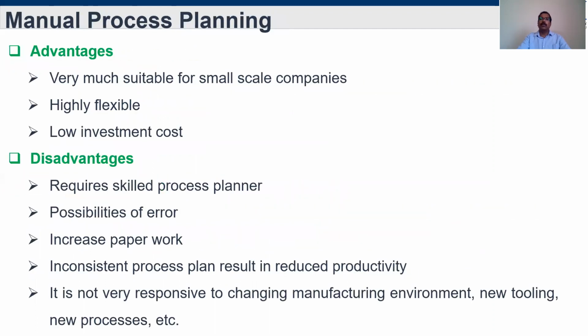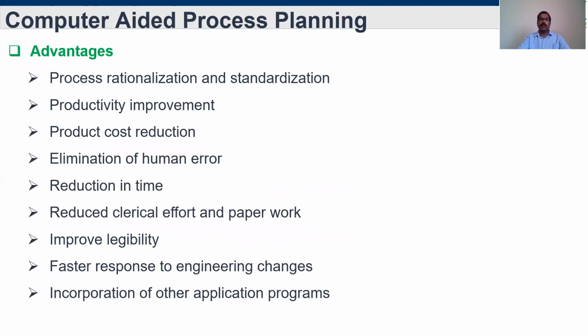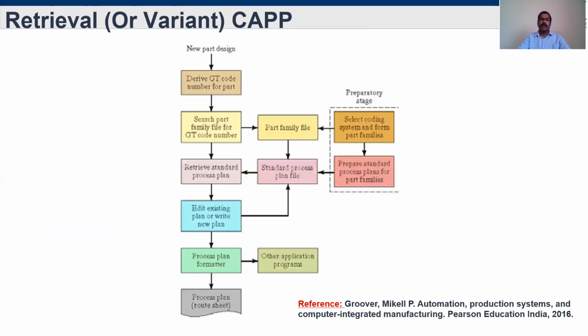Okay, so in the present one, we are going to discuss the advantages of retrieval type computer-aided process planning, and we'll discuss generative type computer process planning. And what are the criteria to select the process planning.